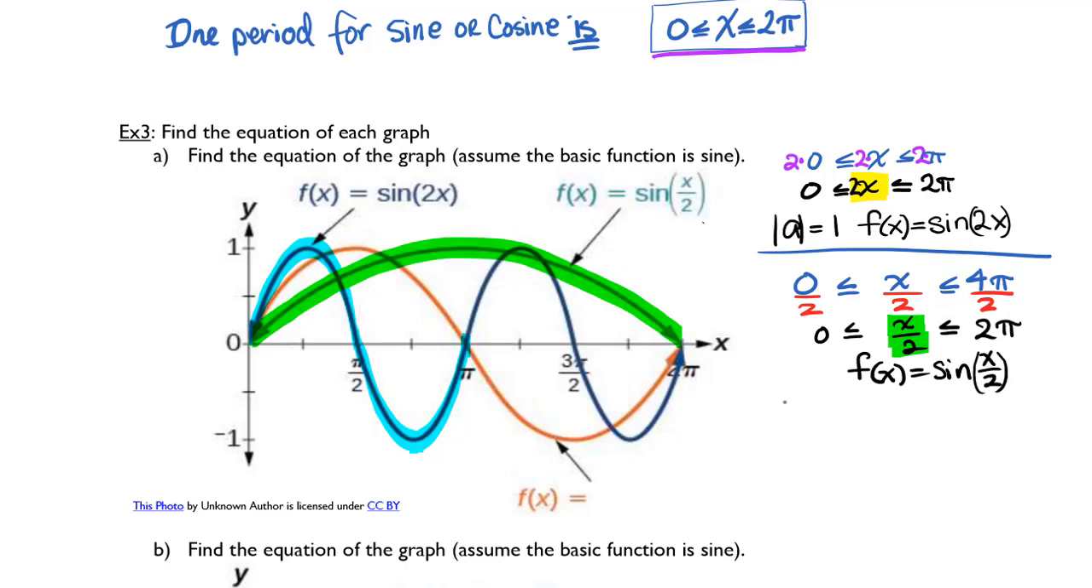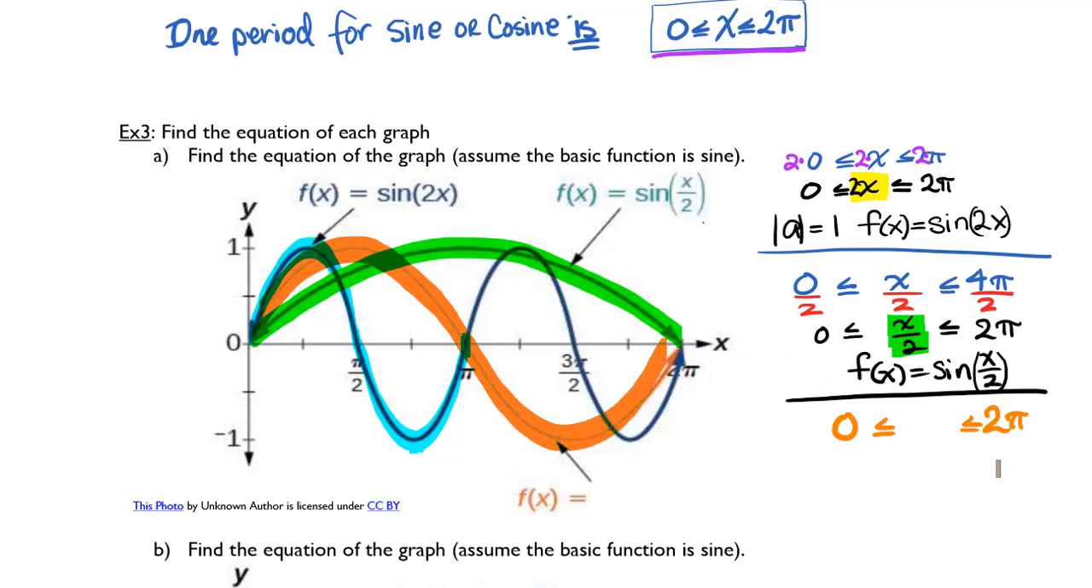Now let's look at the orange graph. If I look at the orange graph, I can see that we have an interval from 0 to 2 pi where one period exists. And so clearly we already have what we need. We have x in the middle. Our interval for one period matches the interval for one period for the standard curve. And so I don't have to do anything else. I just say that the function f of x is sine of x.